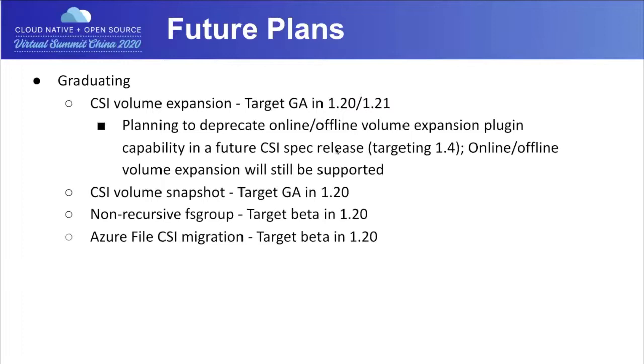The next feature is non-recursive FS group. This feature was introduced as an alpha feature in 1.18. It allows volume ownership and permission change to be skipped during the mount. We are planning to bring it to beta in 1.20. And also, we are planning to bring the Azure File CSI migration feature to beta in the 1.20 release.